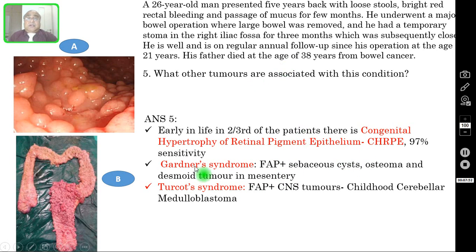The other conditions associated with FAP are Gardner syndrome. This is FAP plus the patient also will have sebaceous cyst, osteoma, and desmoid tumor in the mesentery. Then there is Turcot syndrome, where there is FAP plus a CNS tumor, especially the childhood cerebellar medulloblastoma.